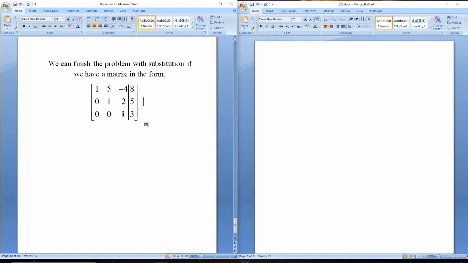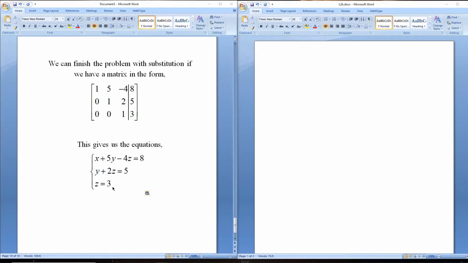We can finish the problem at this point with substitution, which is why this is a pretty common area to stop. So if we look at this matrix we have, again, we have all 1s on the diagonal, and 0s in the bottom left here. Once we have the matrix in that form, we can rewrite it back into equations. So here, we have x plus 5y minus 4z equals 8. But most importantly, our bottom row tells us z equals 3. And so once we have z equals 3, we can simply plug that into y to get what y is, and then plug all that back into the first equation to get x.